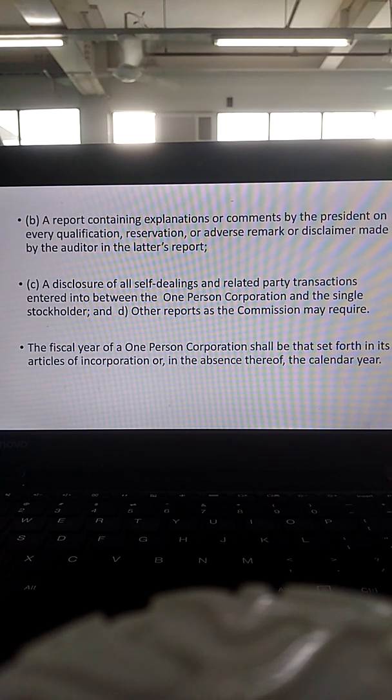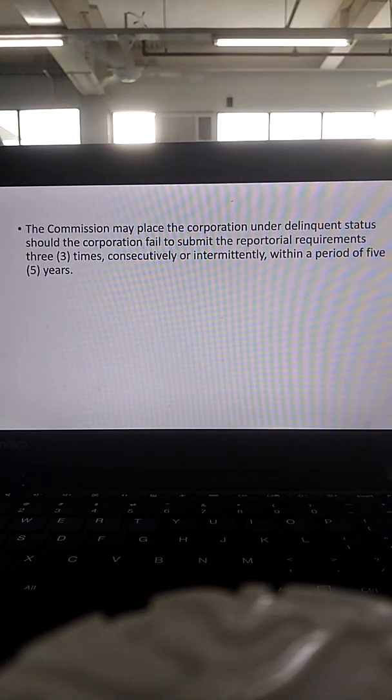The fiscal year, yan. Commission may place the corporation under delinquent status should the corporation fail to submit the reportorial requirements 3 times consecutively or intermittently within a period of 5 years. Okay, so please take note of this.